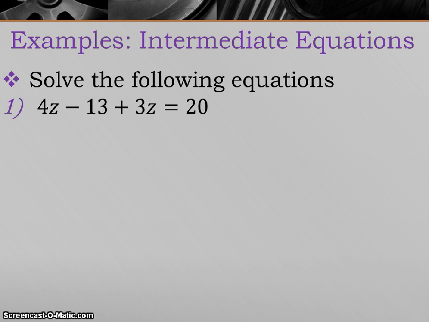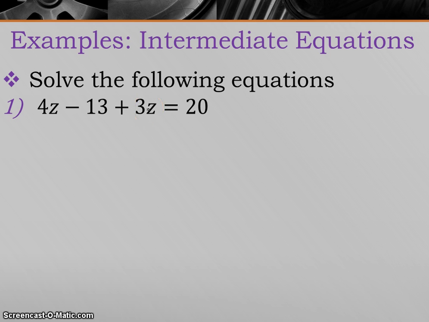Okay? And that's the thing also with these problems. They're not always going to be whole number solutions. A lot of times they are fractions. Now something like this, we notice we have 4z minus 13 plus 3z equals 20. So what we have here is another type of multi-step equation, but now we need to combine like terms.